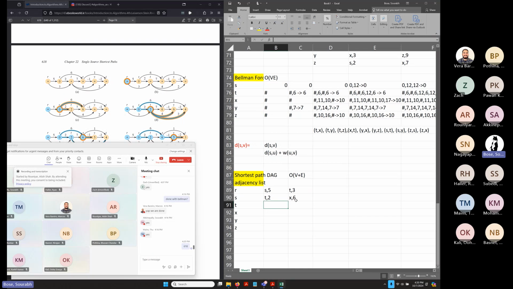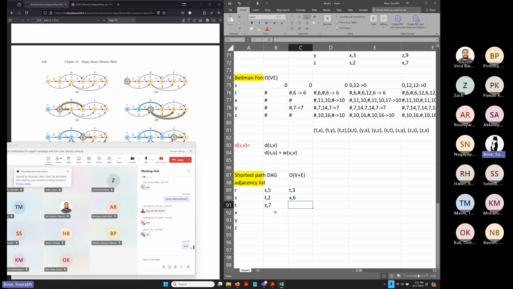Everything is fine. Also remember, shortest path DAGs are important because this is what you use to solve knapsack and all other dynamic programming problems, which is E squared or number of edges squared time complexity, which is that for knapsack as well. Anyway, T is going to be going to X with 7.